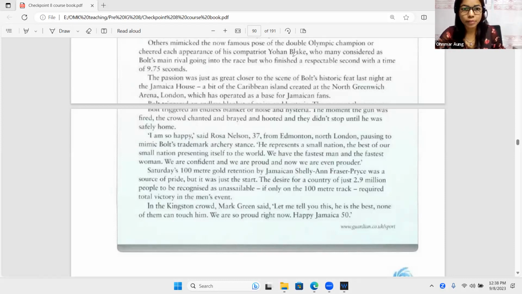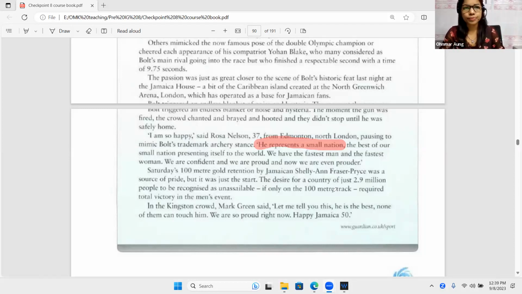Yeah. The remarkable expression is here. He represents a small nation. So it means he represents his nation, his country, right? Yeah, that's all. Okay, let's continue.